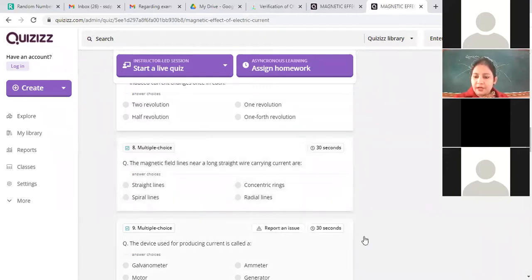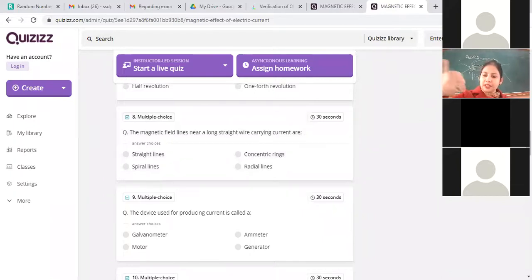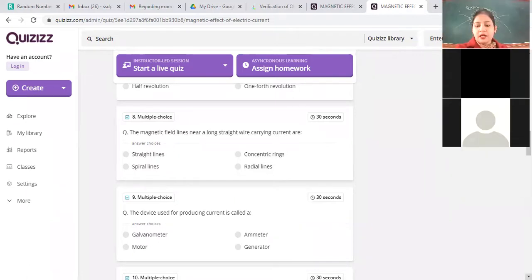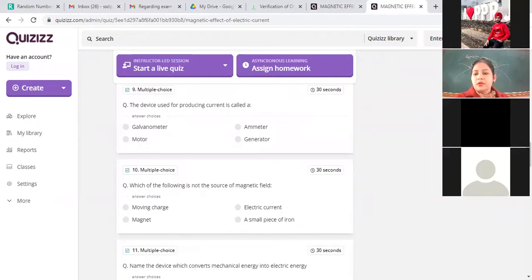Concentric rings. Concentric rings. Yes. We apply Maxwell's right hand thumb rule and we see they are concentric rings, concentric circles. The device used for producing current is called a what? Gursimar.